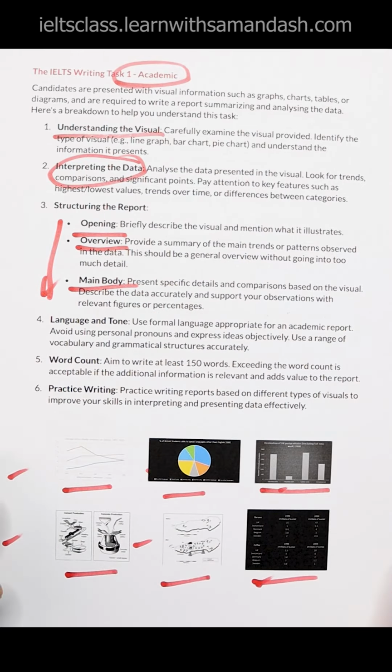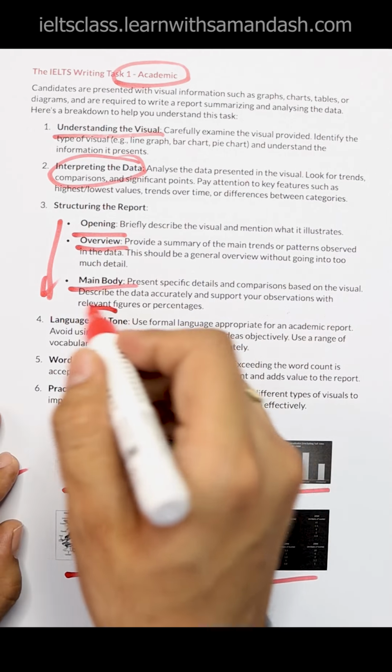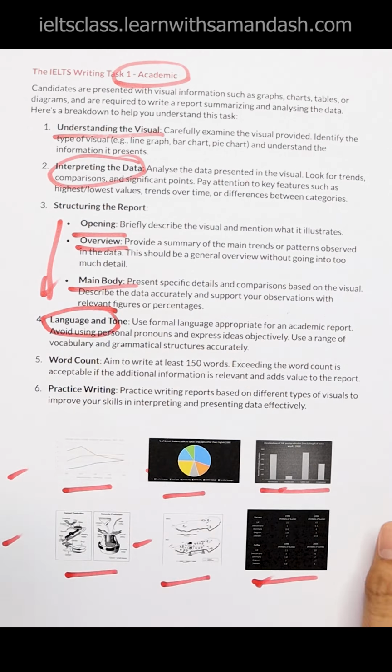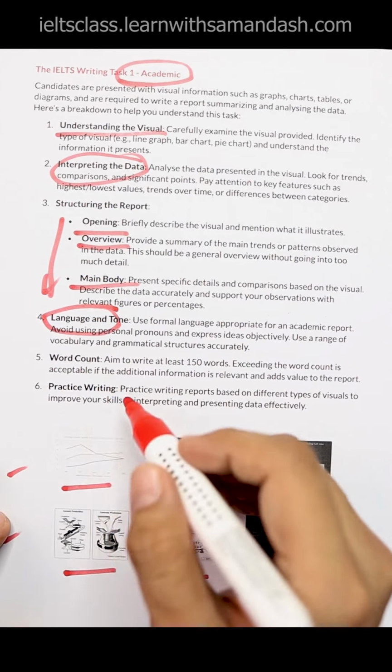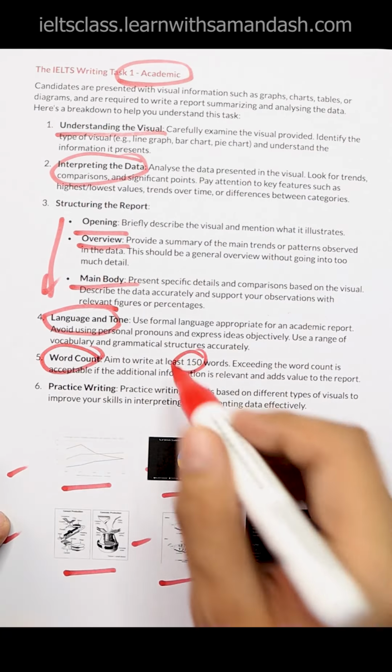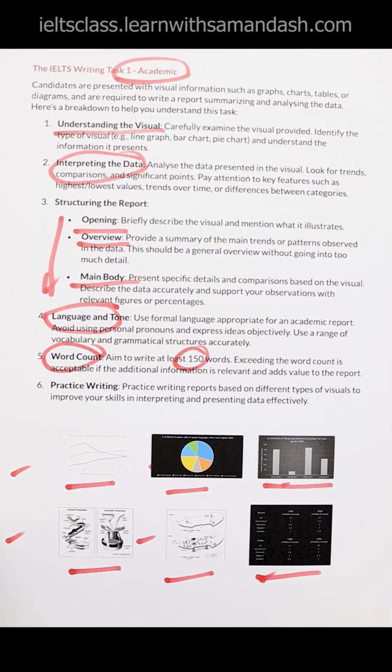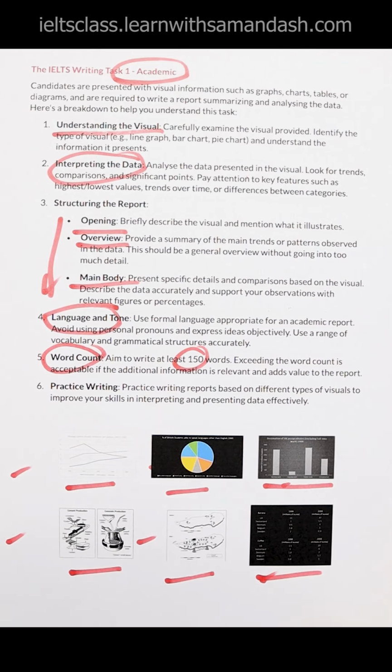Conclusion is not required here because this is not an essay, basically. Language and tone should be expressive. You cannot add more information from your side. Whatever you see is your right. And word count is minimum 150 rather than 250 that we have in writing part 2. Here we have minimum 150. That means you write more than that.